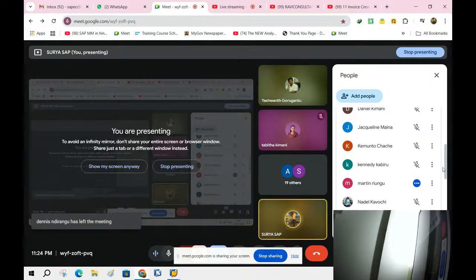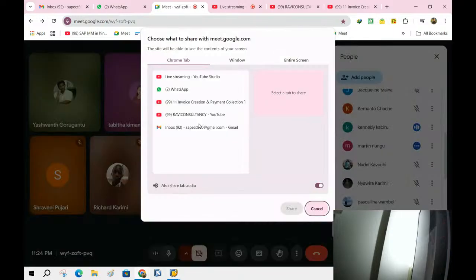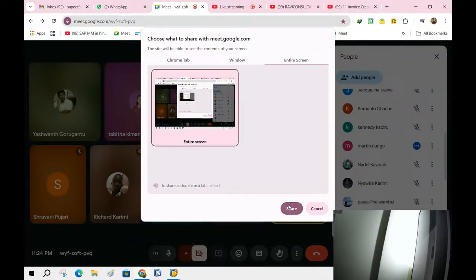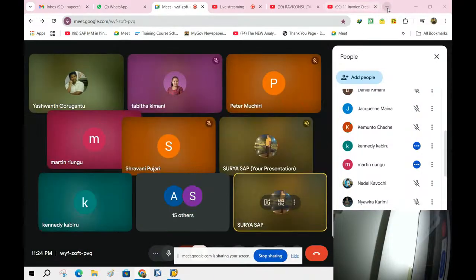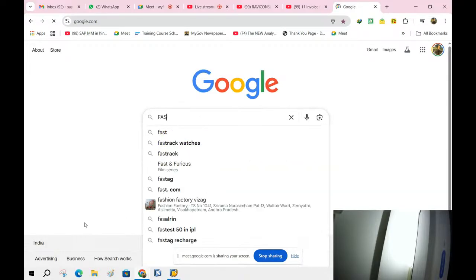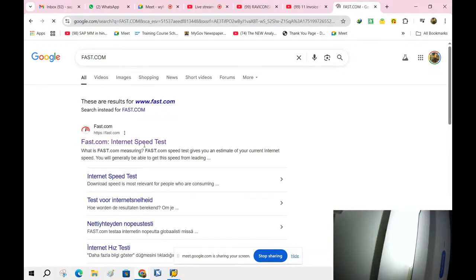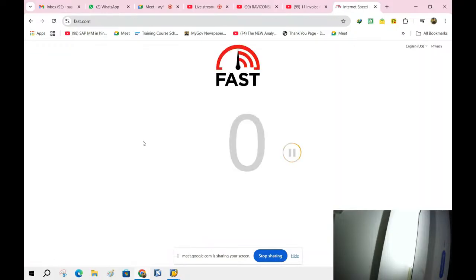I request all of you to check your internet speed this weekend. This is too bad. Kennedy, can you make yourself presenting your screen? Okay, one second. I'll present my screen. How do we check the speed? This is the bare minimum speed which we operate at in India. I'll test mine. How do I test my internet speed? It is fast.com, fast.com.